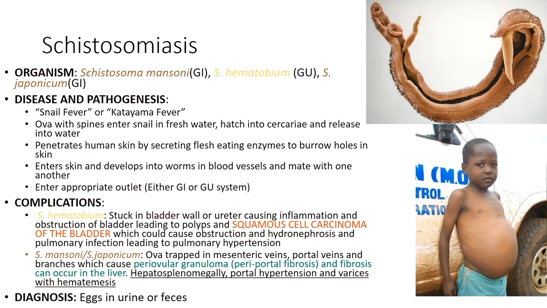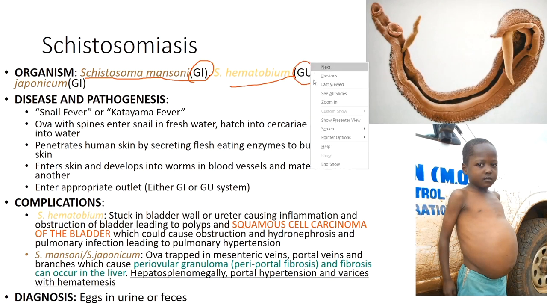So don't worry about going, oh, I don't remember Mansoni or Haematobium or Japonicum, right? So I separated the brown ones because they're more associated with brown poop, so they're causing an infection in the GI system, where Haematobium is more of the yellow guy, and so he's more associated with urine in the GU system, and Japonicum as well in the GI, and that's why it's brown. So the disease is also known as snail fever or Katayama fever. The ova, these guys have spines on them. I'll be showing you those in just a second.